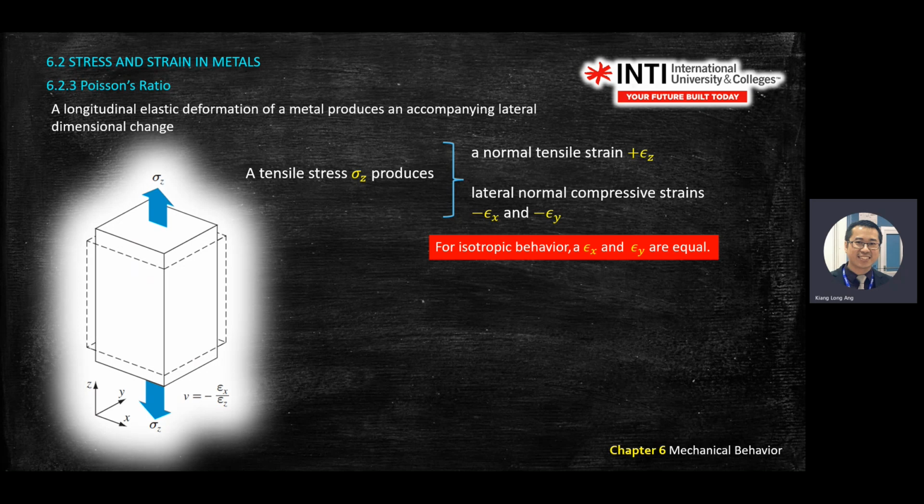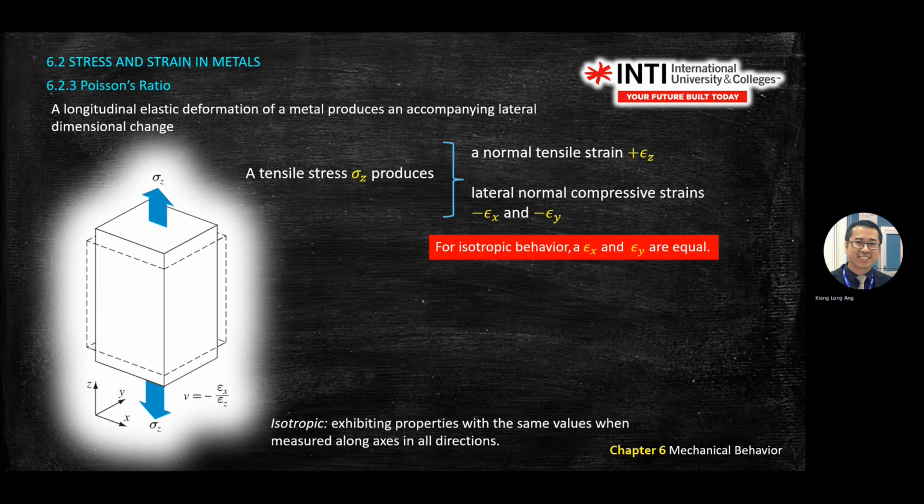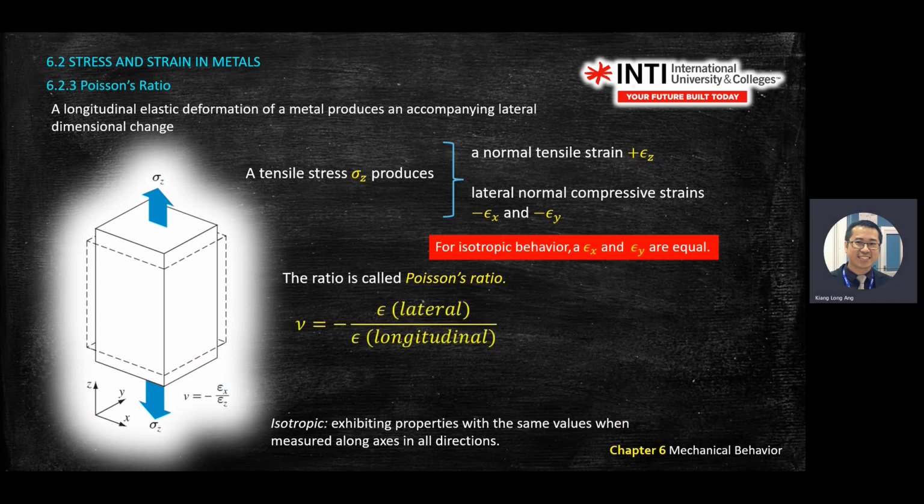We have two technical words here. One is longitudinal, one is lateral. Longitudinal is along the length of the object, you can say. Lateral is at the plane of the body or the cross section of the body. You deal with longitudinal and lateral when you go into composite material. There's a definition of isotropic at the bottom of the screen that you can read. We want to find the ratio of your lateral and longitudinal.